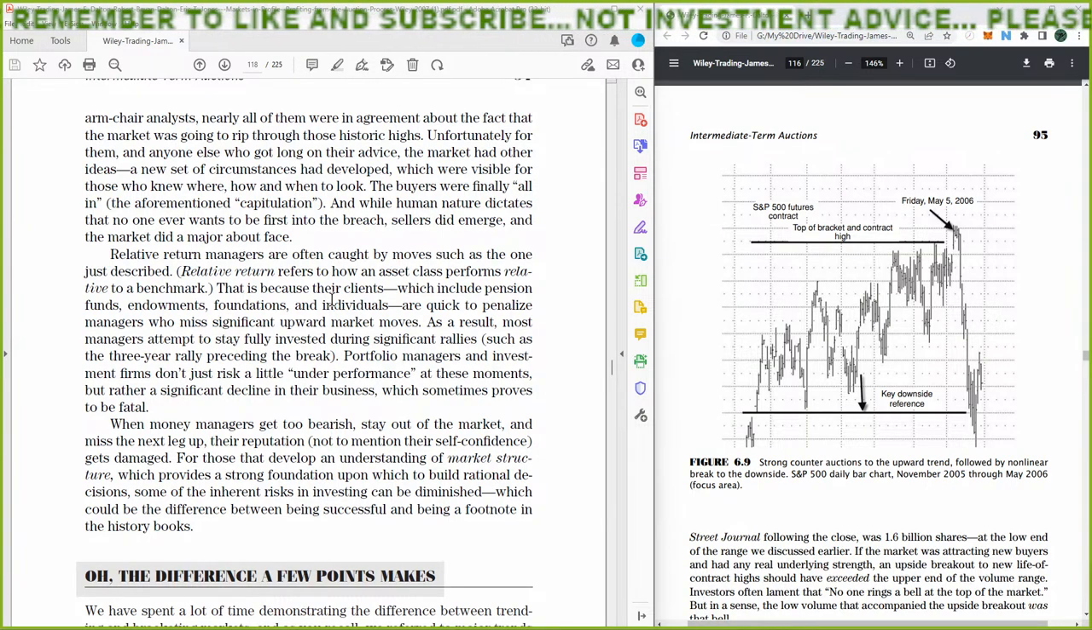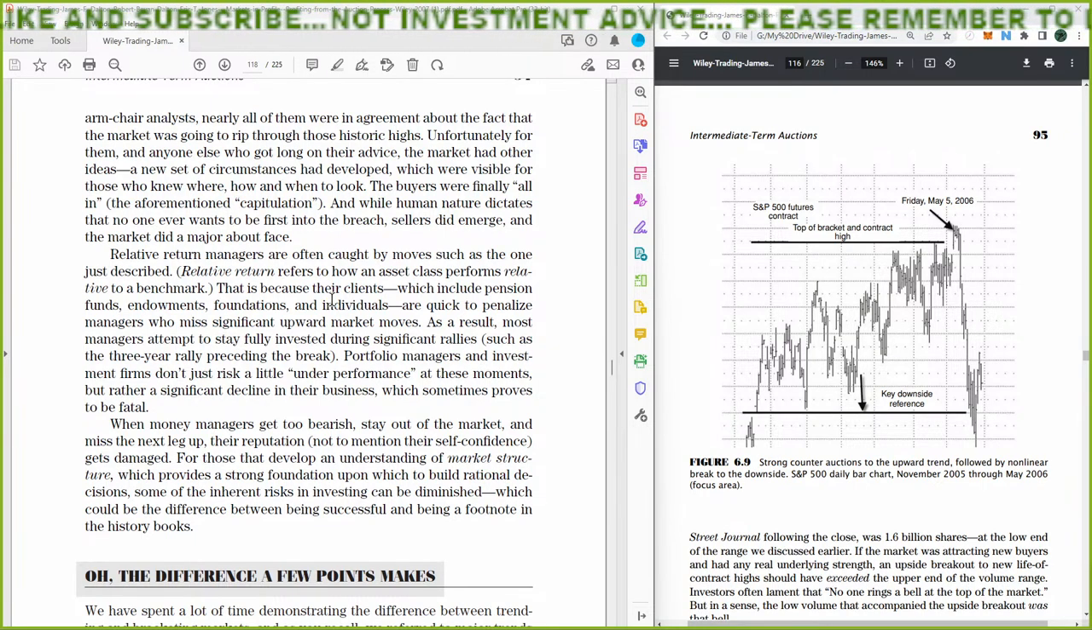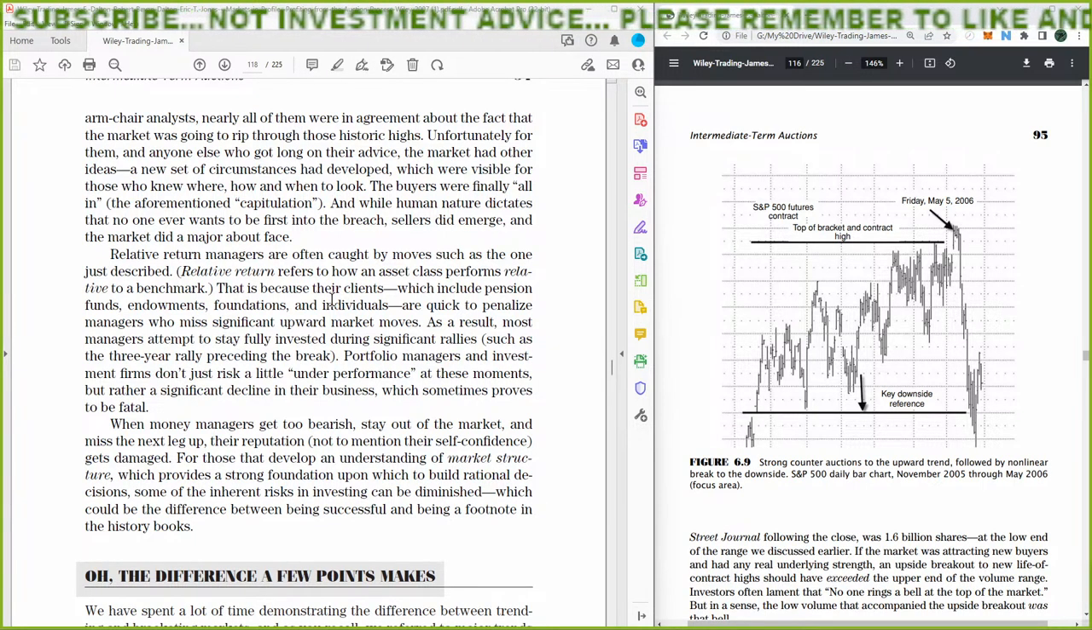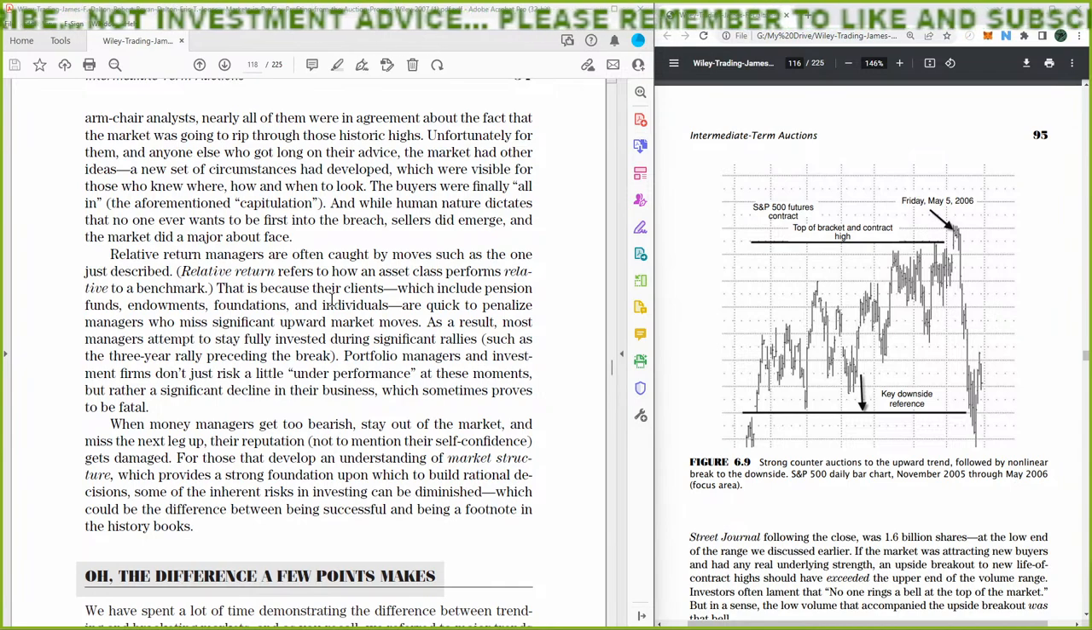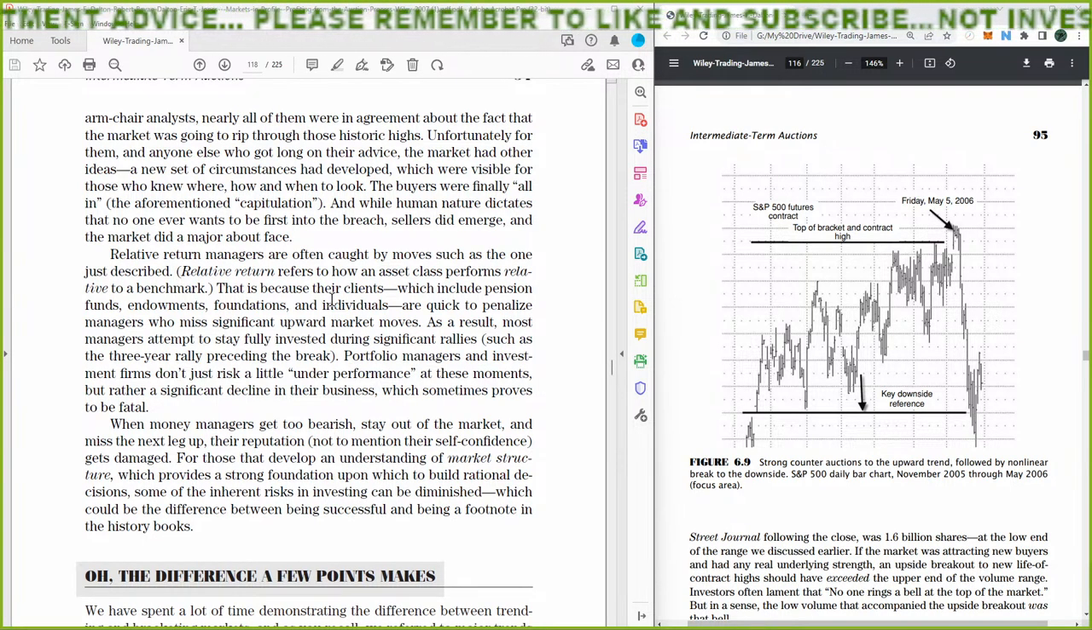The buyers were finally all in, the aforementioned capitulation. And while human nature dictates that no one ever wants to be first in on the breach, sellers did emerge and the market did a major about face.